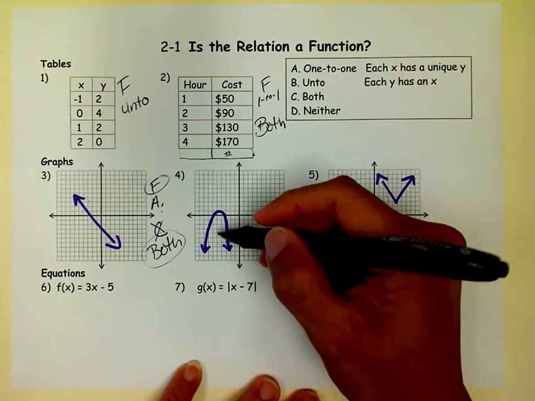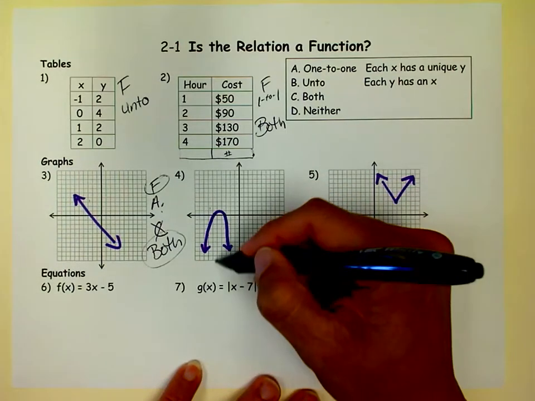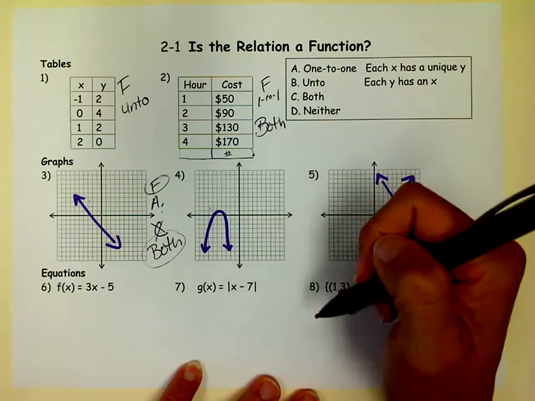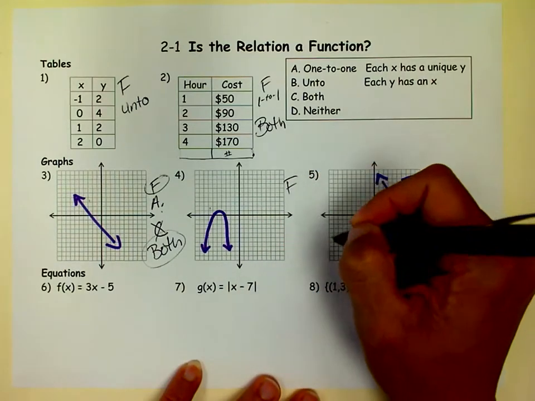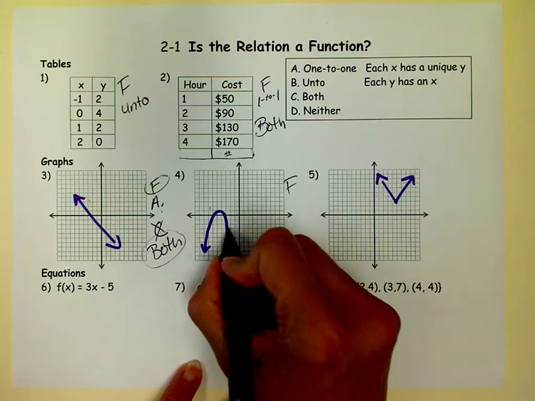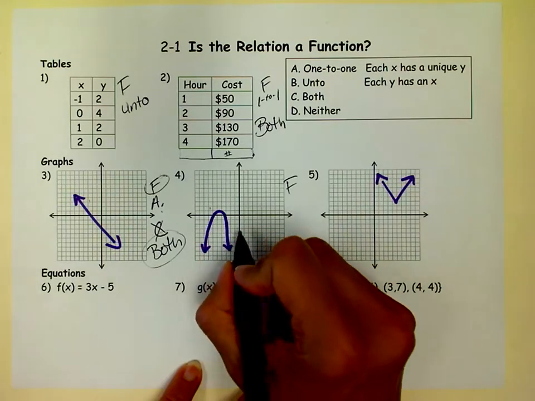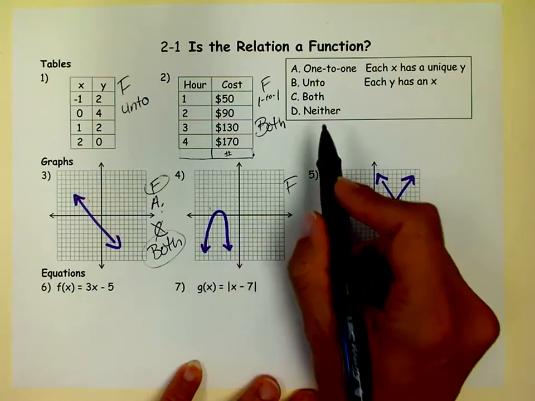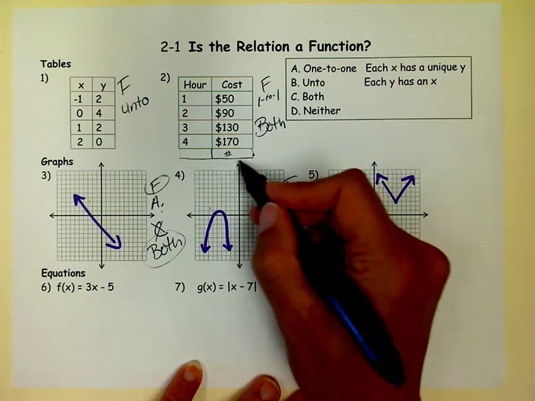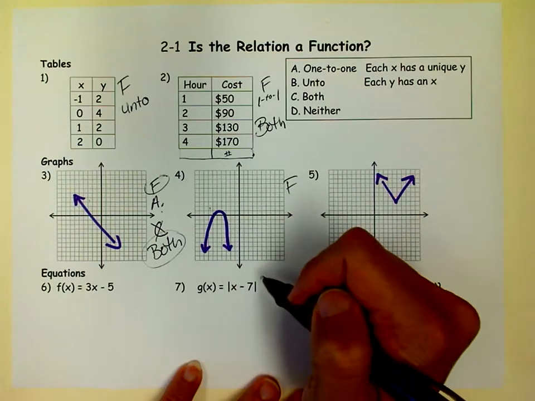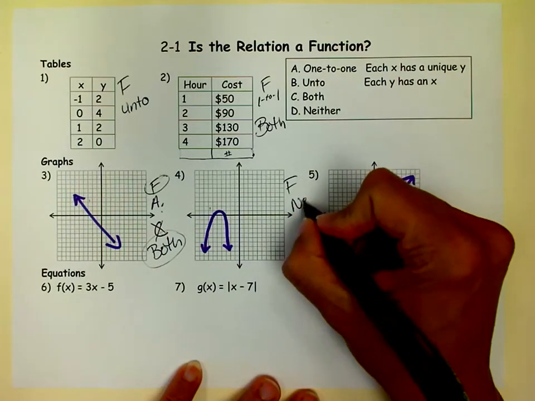On this one, it's a graph, so I use my vertical line test. Vertical line test works. These are going out and down forever. So I know it's a function. One-to-one, I use my horizontal line test. Doesn't work. It crosses twice, so I know it's not one-to-one. Onto, well, there's a whole bunch of y's up here that have no x's. So this is not an onto. So this would be neither.